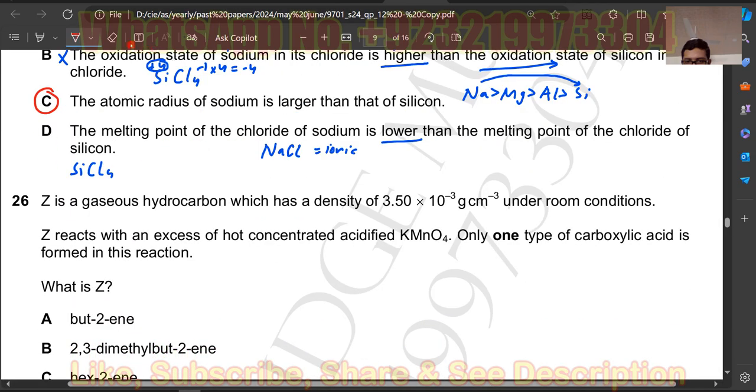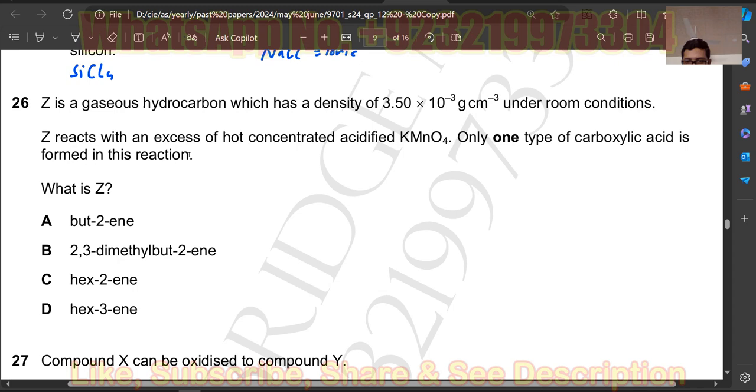All right. Now the next question is 26, and this is the first question of the real organic chemistry. The question is, Z is a gaseous hydrocarbon which has a density of this much under room conditions. This reacts with an excess of hot concentrated acidified KMnO4, and only one type of carboxylic acid is formed. What is Z? Alright, so this question is kind of tricky here.